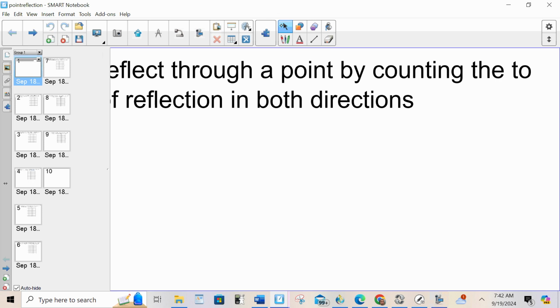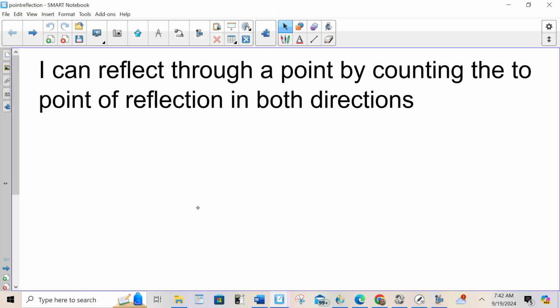Hello everybody. Today I can reflect through a point. I can do a point reflection by counting to the point of reflection in both directions. So it's similar to a line reflection where I'm counting to what I'm reflecting over, but for a point, I'm counting in both directions to get to that single point.